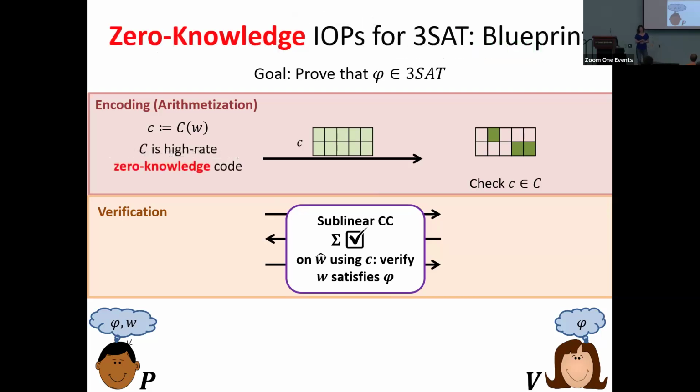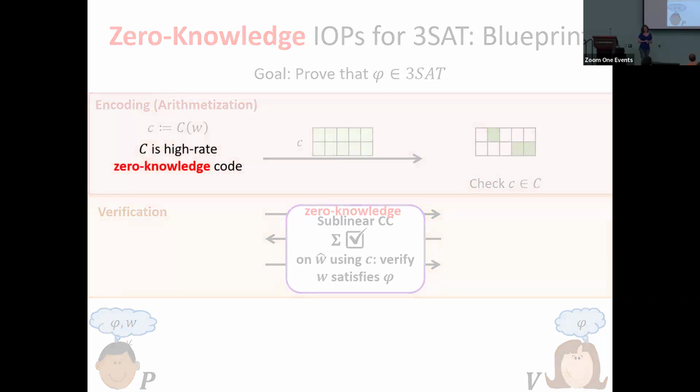So now we want to add zero knowledge to this. The first step would be to replace the high rate code with a zero knowledge high rate code. And the second step would be to replace this sublinear communication subcheck with a zero knowledge sublinear communication subcheck. I want to tell you a little bit about each of these components, starting with a high rate code.